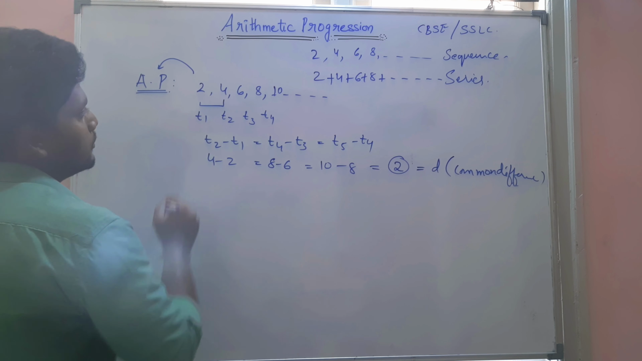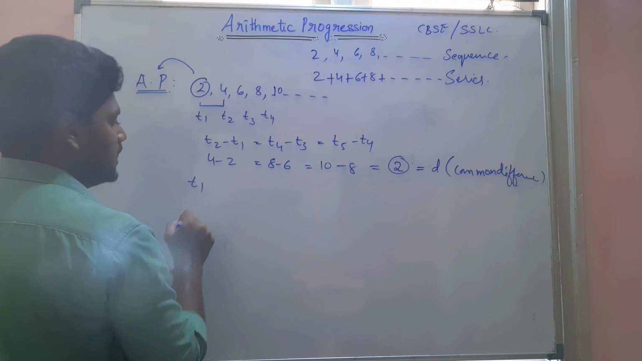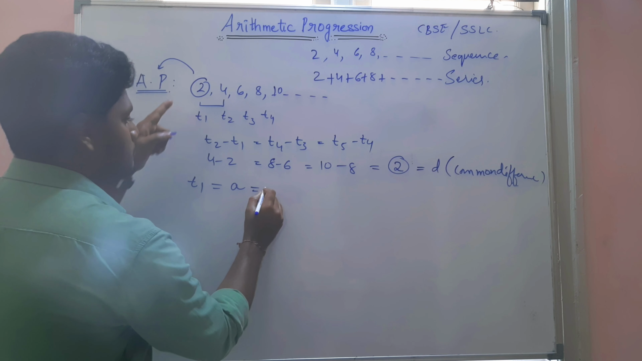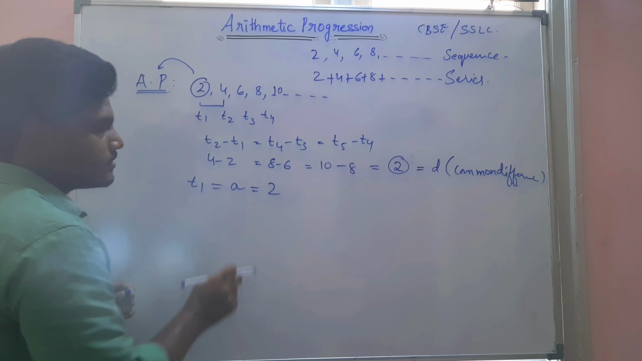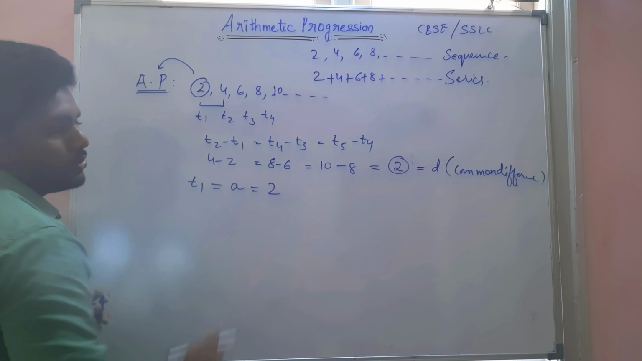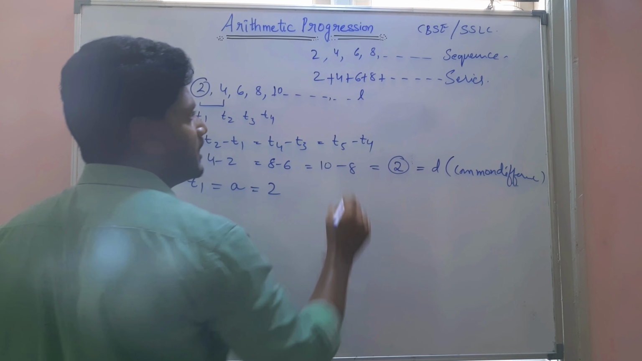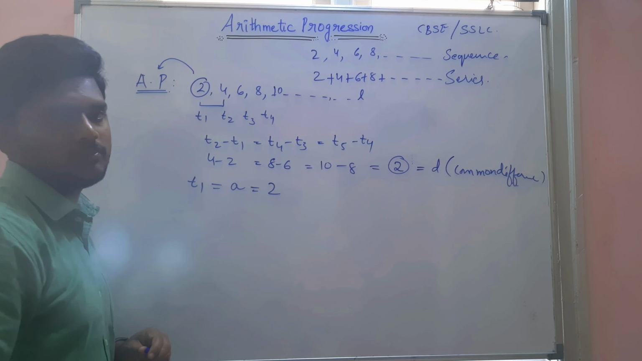So in that arithmetic progression, the first term, nothing but T1, we will represent with small a. Here in this particular sequence, small a is 2. So the first term we will represent with a, and the last term we will represent with L.